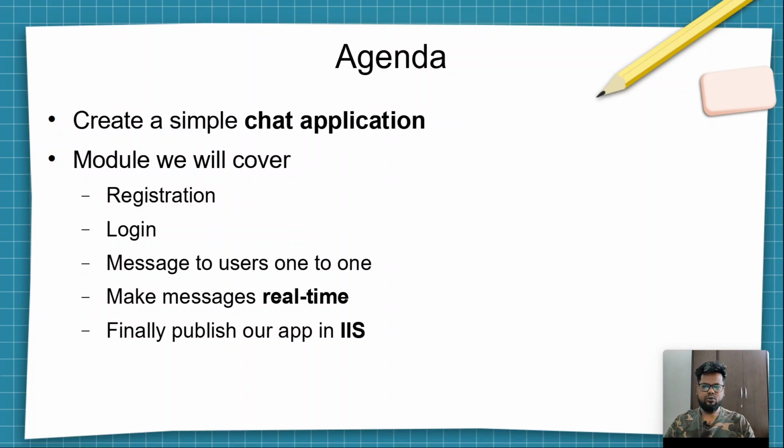The modules that we are covering are registration, login, and messages to the users, like who is going to register. Based on that, a user can message respective users on a one-on-one basis. Then we will cover real-time messaging using SignalR. Finally, we are going to publish this application in IIS, in localhost.